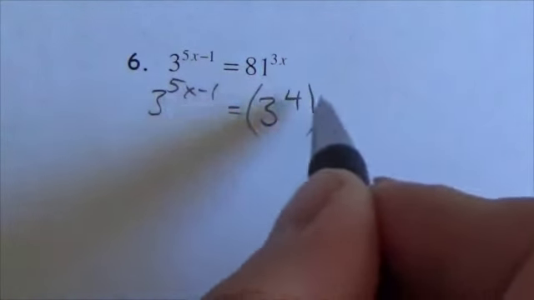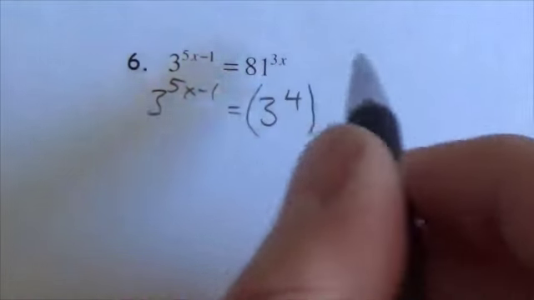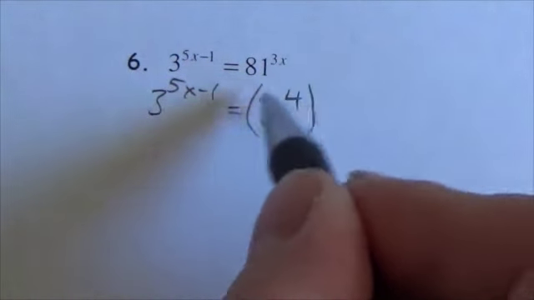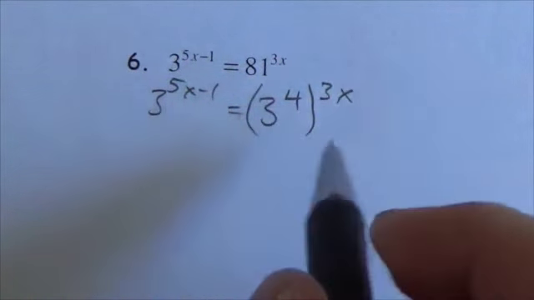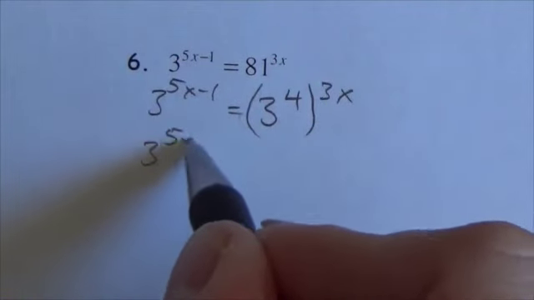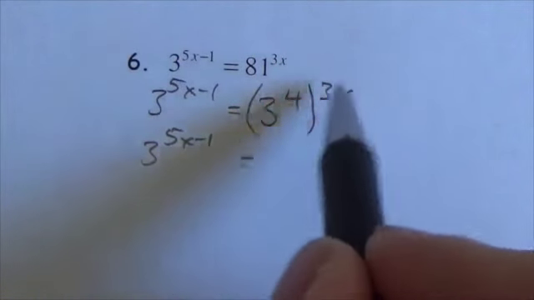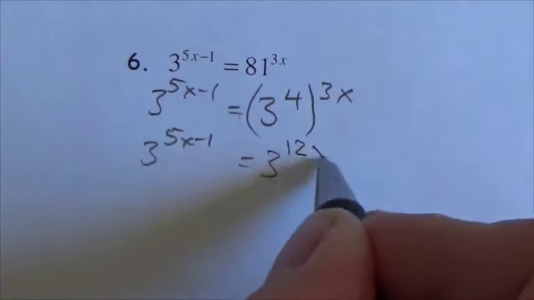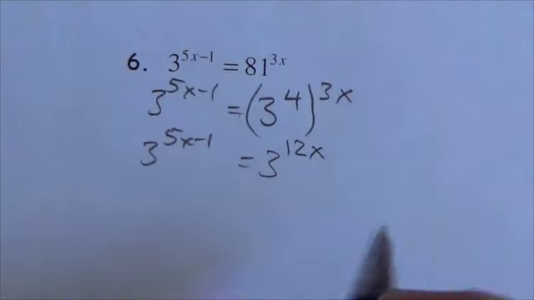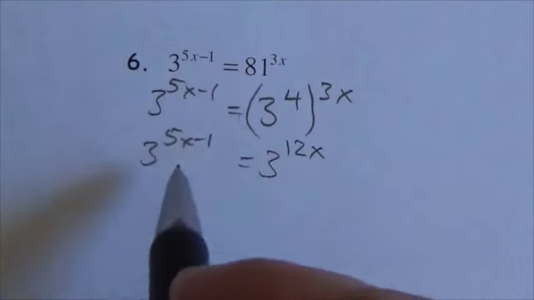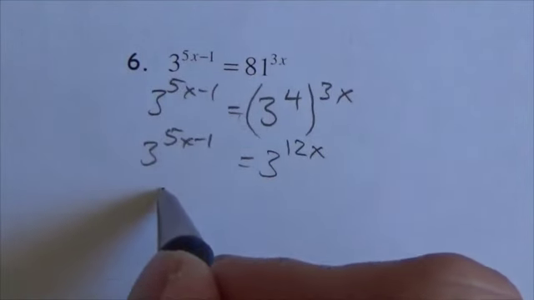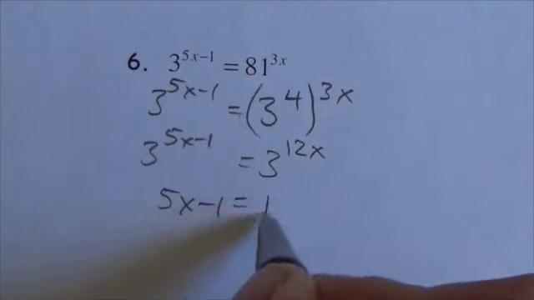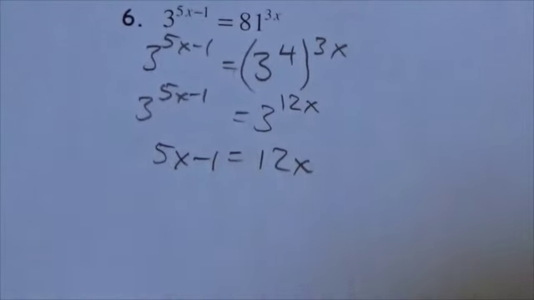Okay, so now this is 81, so to keep the expression the same, I take 81 to the 3x. Nothing had to happen on the left-hand side, but on the right I've now got a power of a power, so this becomes 3 to the 12x when you multiply those together. This is what I wanted. Power equals power, bases are the same, so I know that 5x minus 1 must equal 12x.